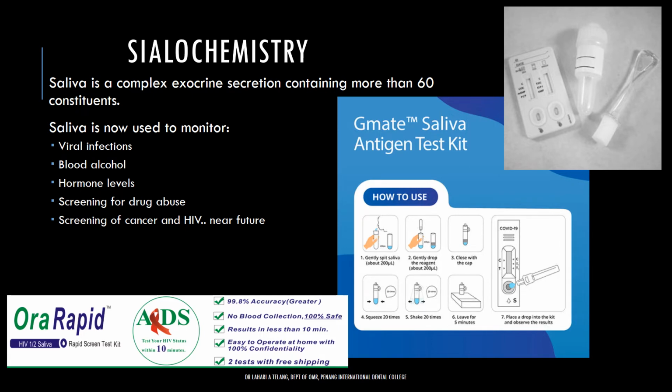And in the near future, there is OraQuick, which is a salivary test, and we are all aware that saliva has been vastly used during the COVID-19 pandemic as well, in all RT-PCR samples, to identify the presence of viral organisms. So the OraQuick is a salivary kit which helps in identifying both HIV-1 and 2 in the saliva and is supposed to be quite accurate.